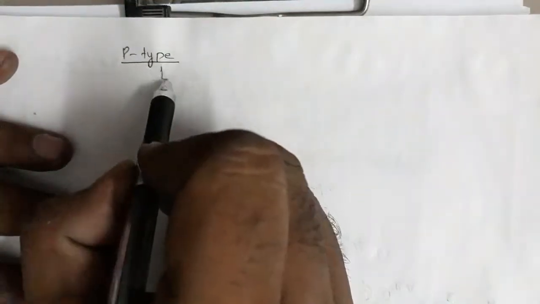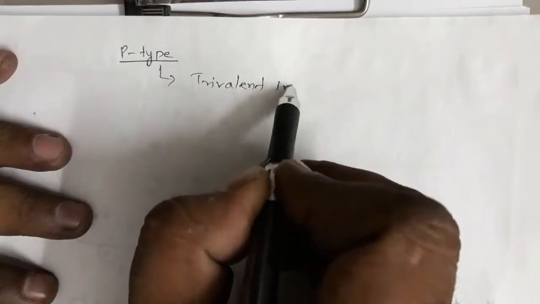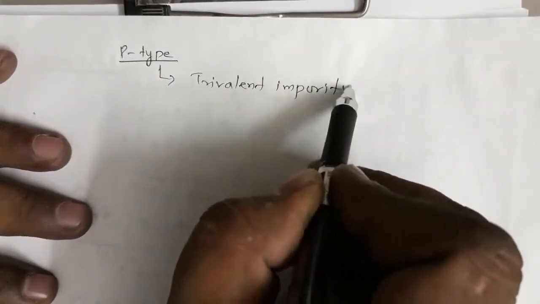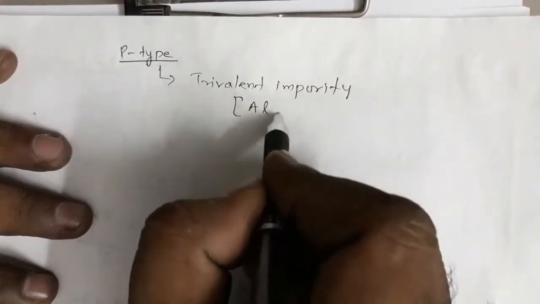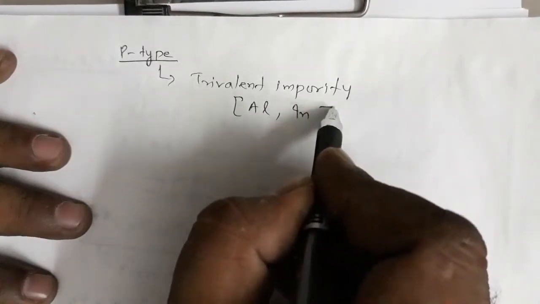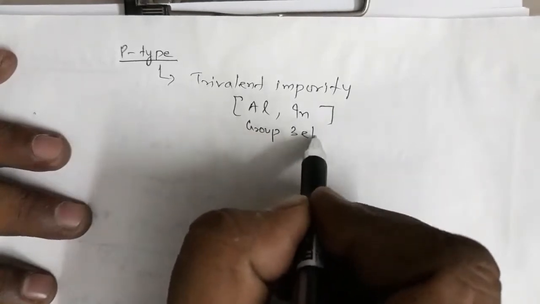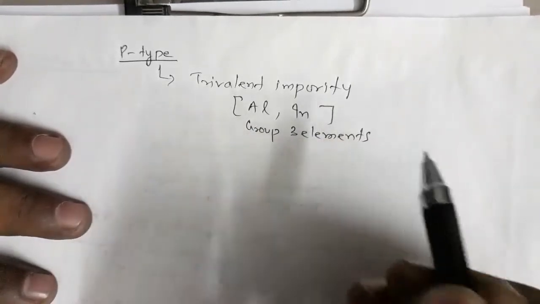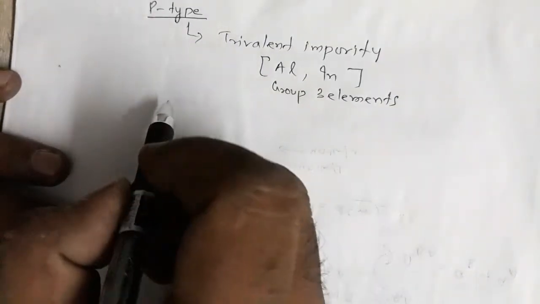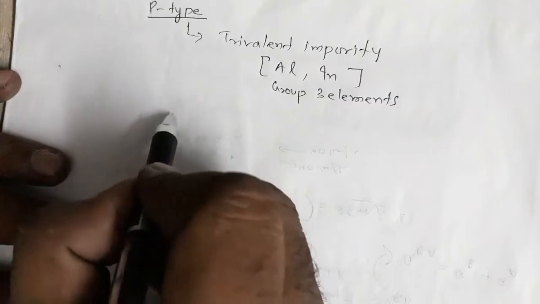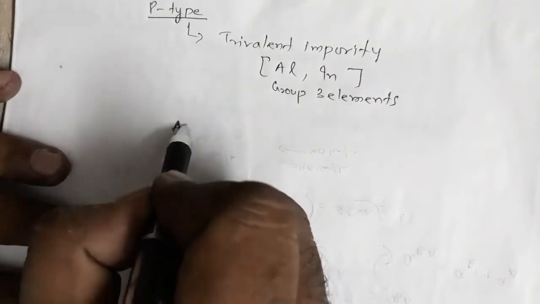So next let us see the p-type semiconductor. A p-type semiconductor is obtained by addition of a trivalent impurity, like aluminum or indium. These are group 3 elements. So now let us see the crystal structure of this p-type semiconductor. So we have added the impurity aluminum.